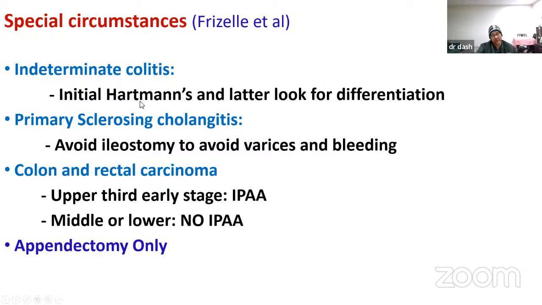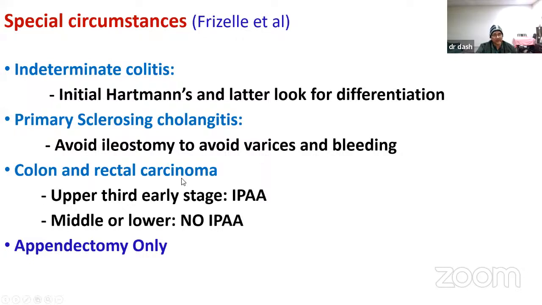But people used to use this interchangeably for any form of colon dissection leaving the rectum behind, or even a part of the sigmoid colon behind. So it's an initial Hartmann's procedure, and later wait for the disease process to cool down and do a biopsy and see for differentiation. In case of primary sclerosing cholangitis, it is advised to avoid ileostomy because later on they would have cirrhosis, portal hypertension, and there will be development of varices and bleeding around the ileostomy.